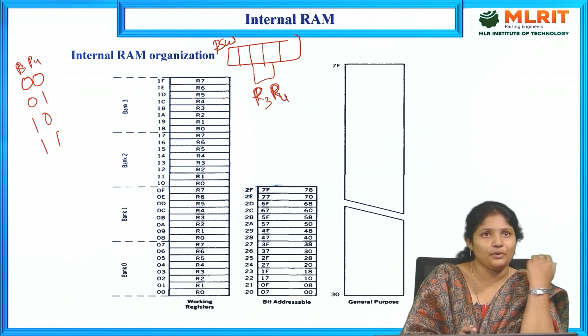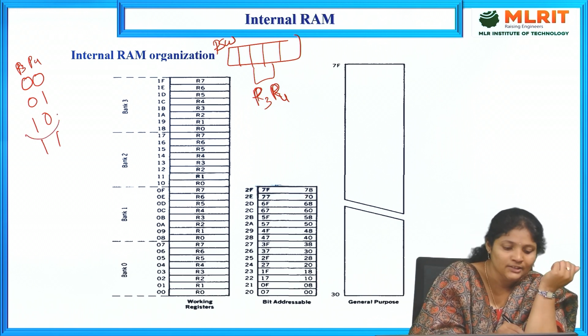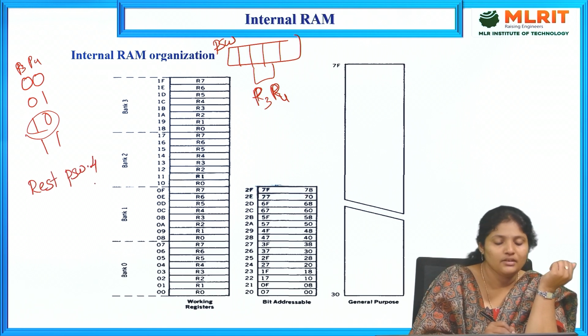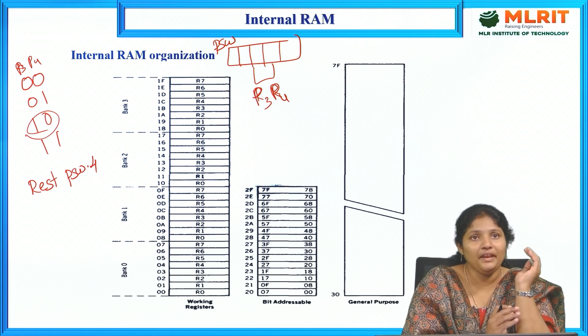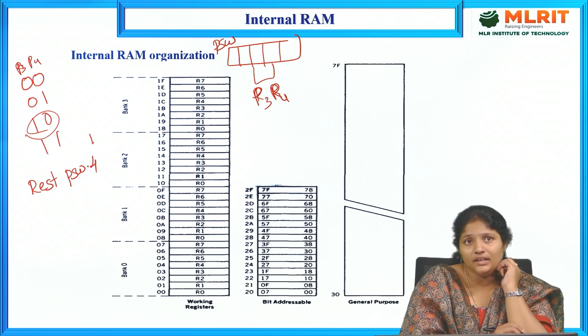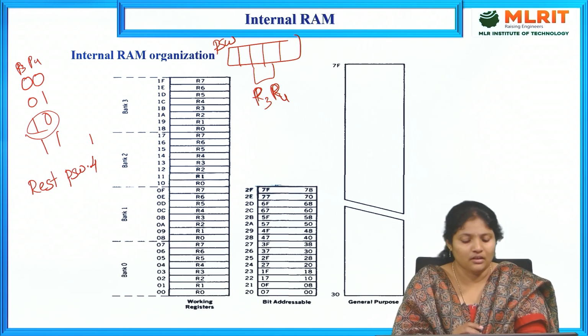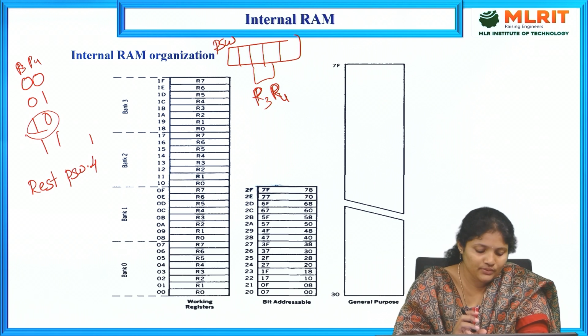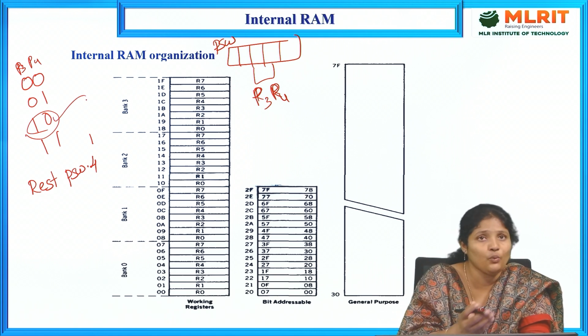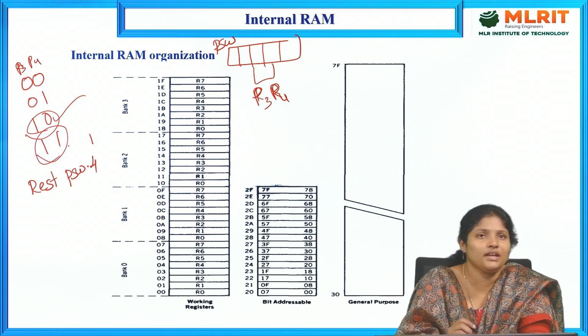So how do you write the program to select a bank? Suppose I want to select bank 2. You need to write SETB PSW.4, so the fourth bit of PSW will be set to 1. Basically, while loading the PSW and writing the program, 0 0 is usually there in the two bits, so bank 0 will be selected. If you want to choose bank 2, you need to set 1 0. If you want to choose bank 3, you need to keep 1 1.